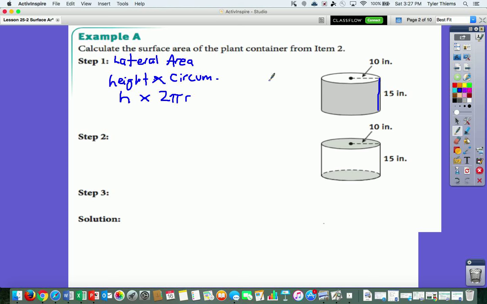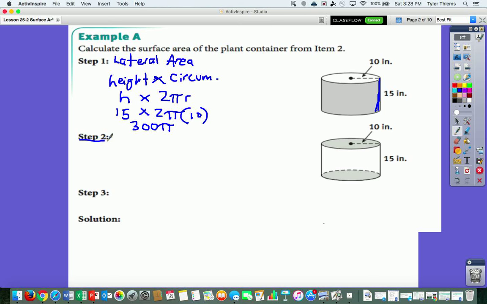Now if we plug in our numbers, the height of this cylinder is 15, as you can see, and we're going to multiply that times 2 pi, and the radius in this case is 10. So I'll put parentheses 10. Now you can multiply this out however you want. You can do 15 times 2 times 10, or you can do it one step at a time. It doesn't really matter. 15 times 2 times 10 would be 300. So it's 300 pi is what the lateral portion would be.